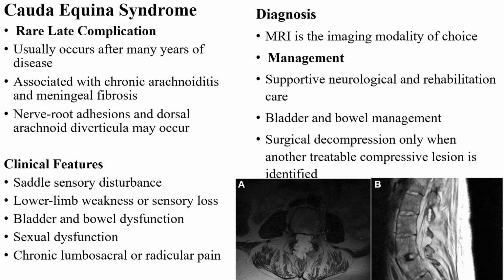Sexual dysfunction and persistent lumbosacral or radicular pain may also occur. Magnetic resonance imaging is the imaging method of choice because it can demonstrate changes around the nerve roots and associated structural abnormalities. Management is mainly supportive. Neurological care, rehabilitation, and careful bladder and bowel management are important. Surgery has a limited role and is generally considered only when imaging identifies another treatable compressive lesion. Early recognition remains important. The neurological deficits can be severe and persistent.